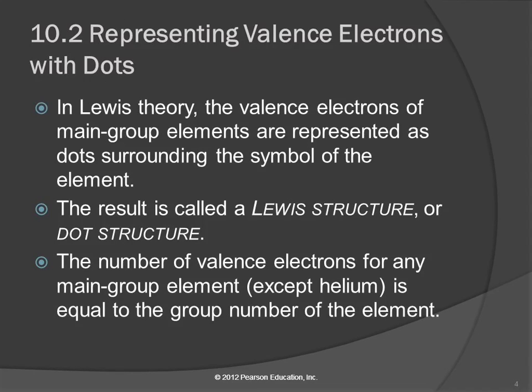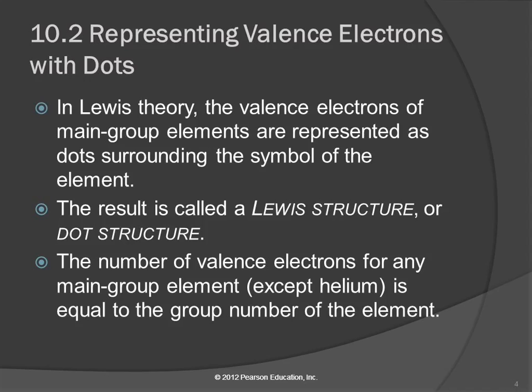In Lewis theory, we represent valence electrons as dots surrounding the symbol of the element. And so these end up being called Lewis structures or dot structures or Lewis dot structures or electron dot structures. They've got all these different names. The number of valence electrons, as we just learned, can be predicted from the periodic table for the main group elements. And we're only going to be looking at main group elements when we do this Lewis theory.